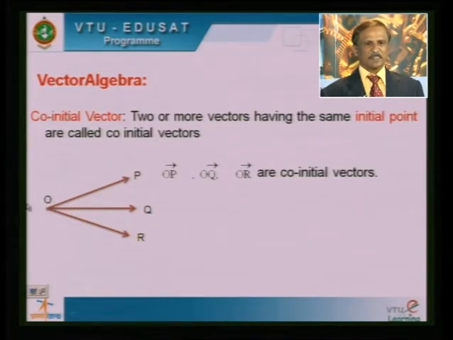OP is one vector, OQ is another vector, OR is another vector. Like that you can define a few more vectors. Observe all three vectors. What is the initial point of the vector OP? O. What is the initial point of the vector OQ? Again O. And of the vector OR? Again O. So the initial point is the same. In that case, these vectors are called co-initial vectors.